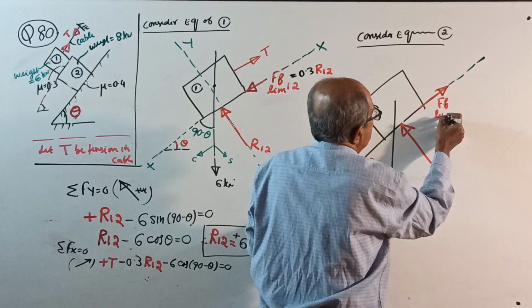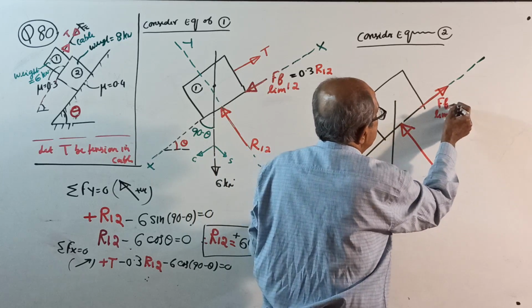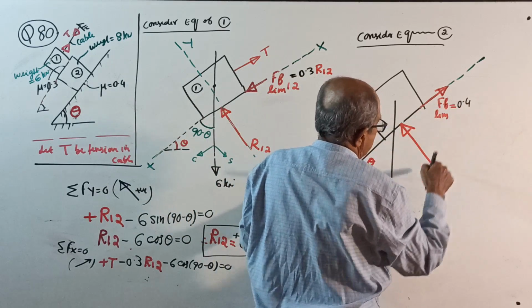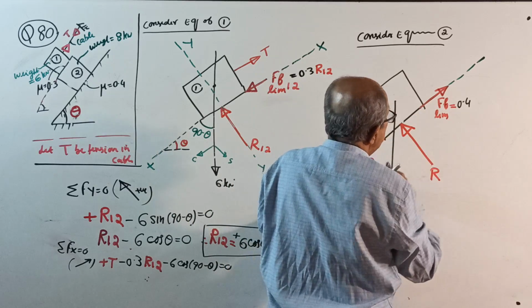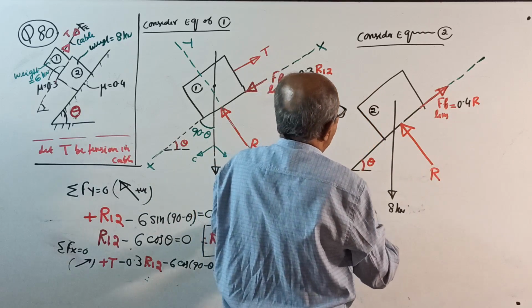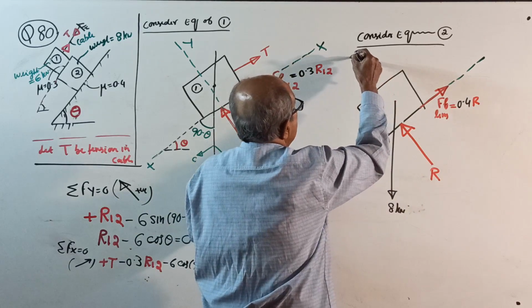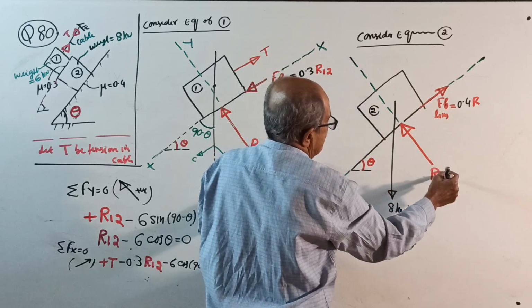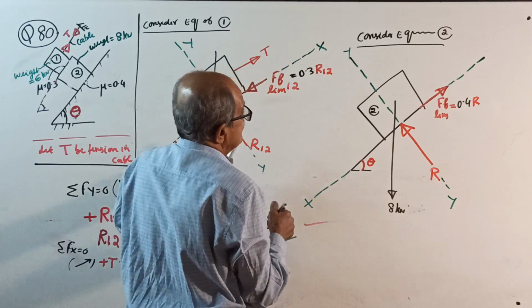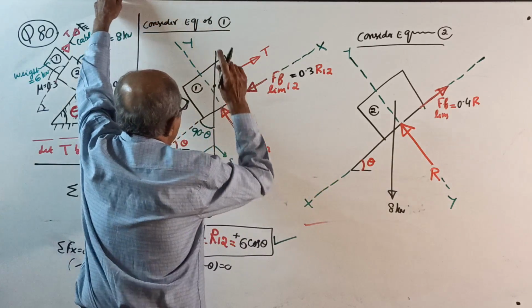See, friction limit for this contact surface is 0.4 times this R. This is your usual answer. Okay, this is known to you. Now this is your Y axis, I'll mark it here. I am going to rub this sketch now. Okay, now, further. Now, most important.